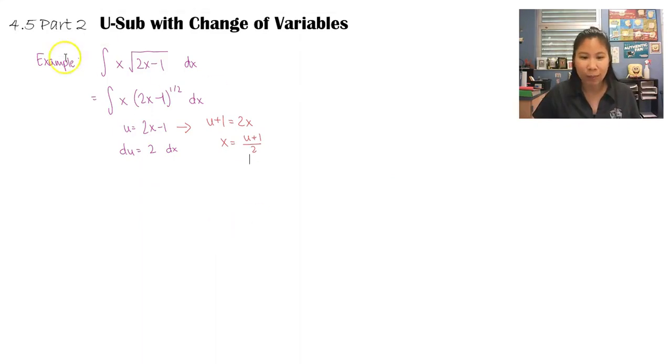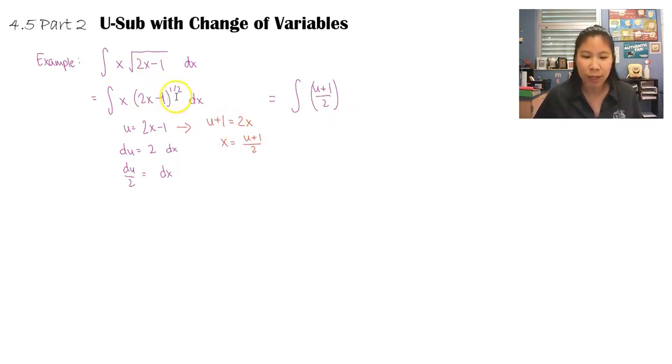So now, looking back at the original equation, x times 2x minus 1 to the 1/2 power dx, I also need to solve for dx. So let me do that. dx equals du over 2. Okay, so now I can rewrite my original as, instead of writing x, I'm going to write u plus 1 over 2, because that's how I had solved for x there.